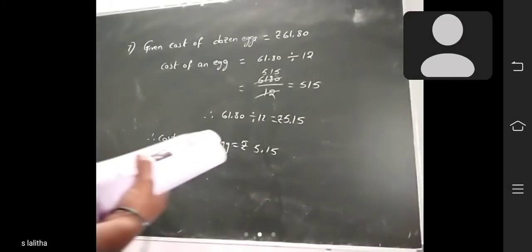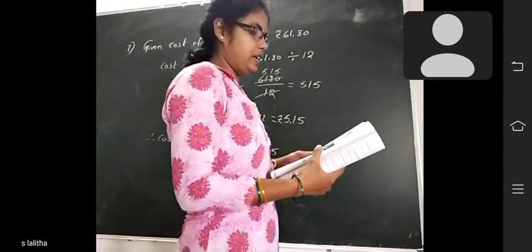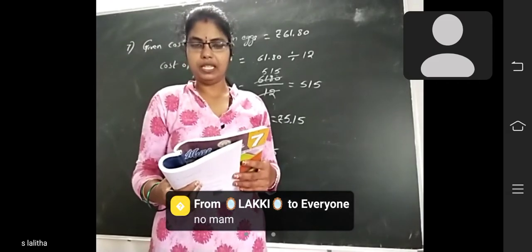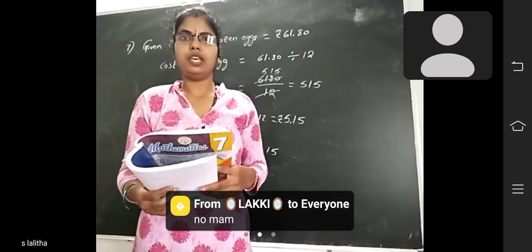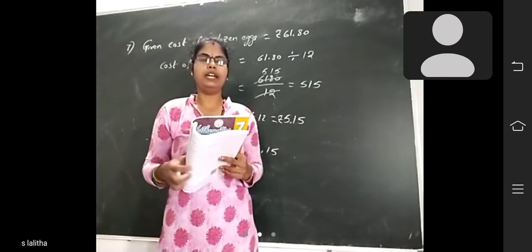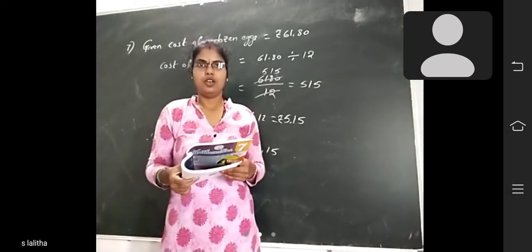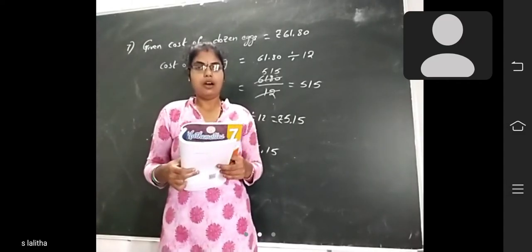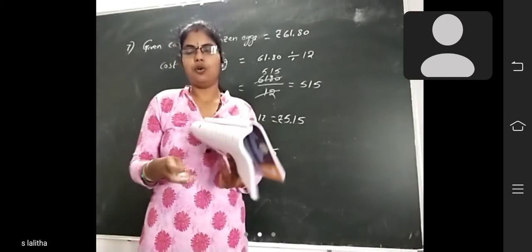Next one, see the question, last one. If the price of a tablet strip containing 10 tablets is 26 rupees 5 paisa, then find the price of each tablet. So a tablet strip is there. In that strip, how many tablets are there? 10 tablets are there. So that strip costs 26 rupees 5 paisa. Now you have to find each tablet's cost. Okay.